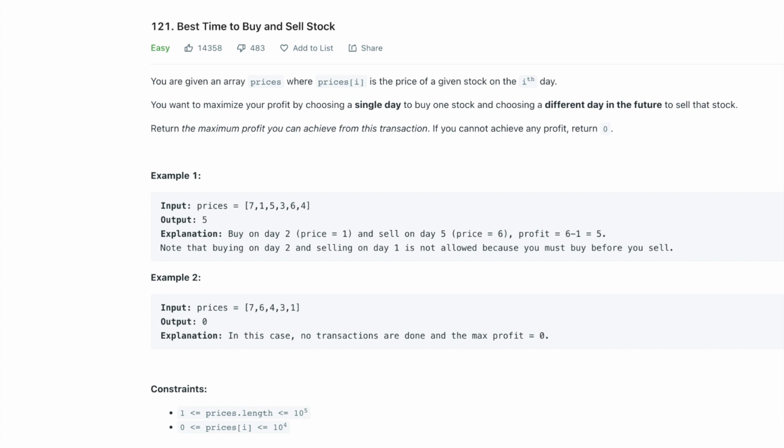In this problem, you are given an array of prices where the element at index i is the price of a given stock on the ith day. We want to maximize the profit by choosing a single day to buy one stock and choosing a different day in the future to sell that stock, and return the maximum profit you can achieve from this transaction. If you cannot achieve any profit, return 0.